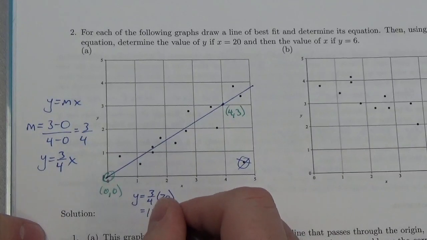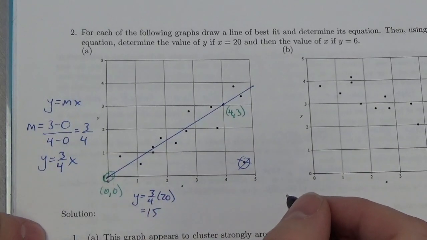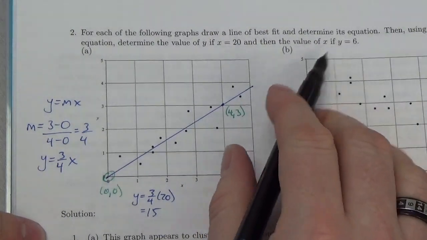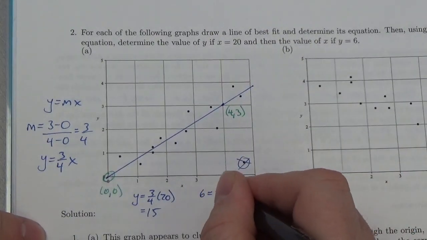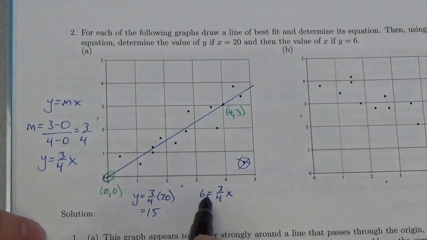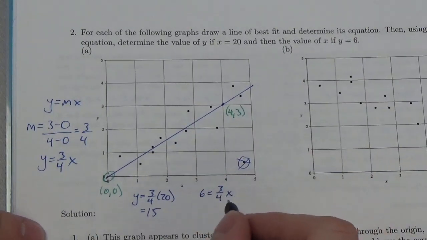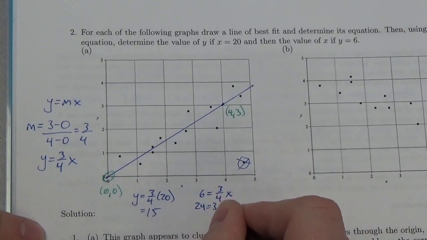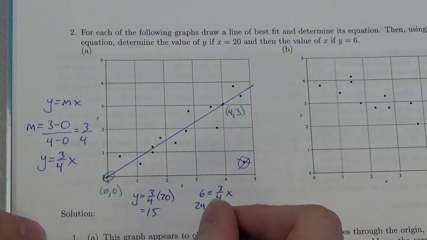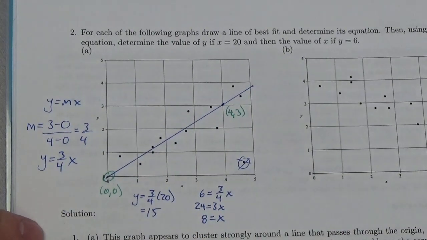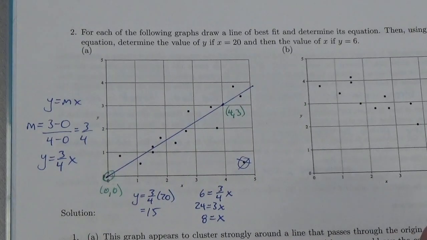And that is going to be, when you go to your calculator and multiply that through, you're going to get 15. Now on the other hand, if I make y equal to 6 and ask for x, 6 is equal to 3/4 x. Well, I might multiply first both sides by 4. And so 4 times 6 is 24 equals 3x. And then I would divide by 3, and I would get that x is equal to 8. Okay, and there we go.